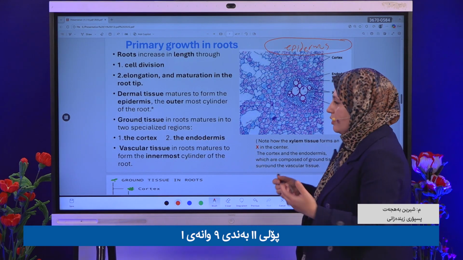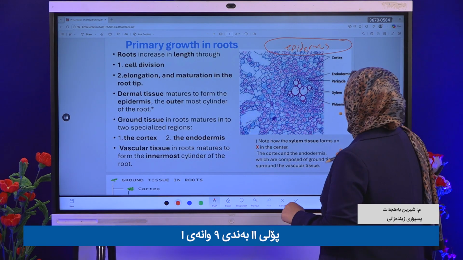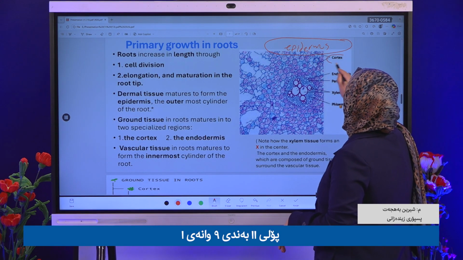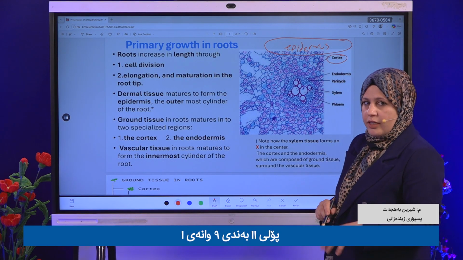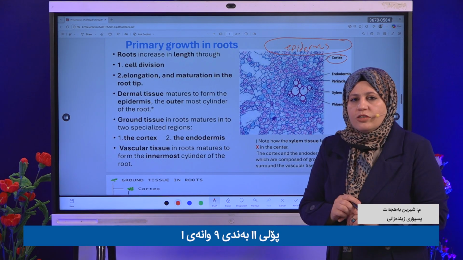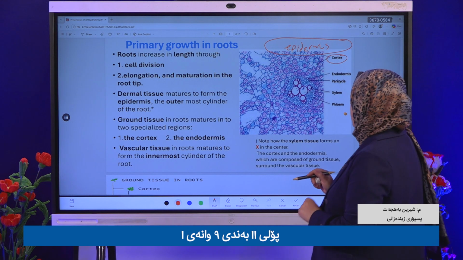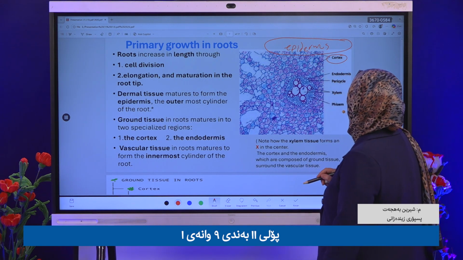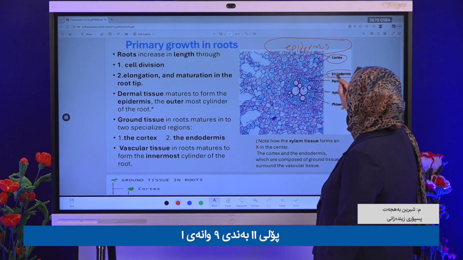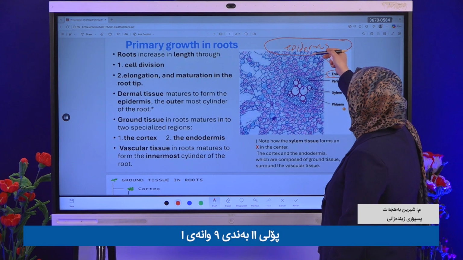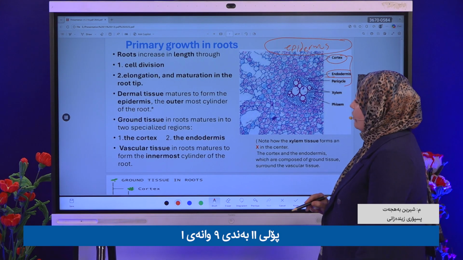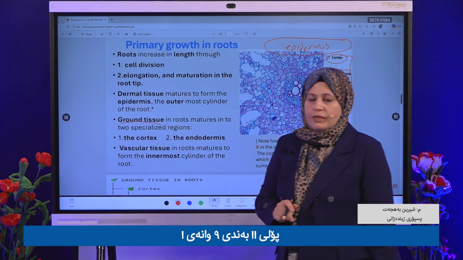And ground tissue has two specialized regions. Inside the epiderm, there is the cortex, which contains a large region of the root. After the cortex, we have the endoderm. Both are types of ground tissue. Clear?